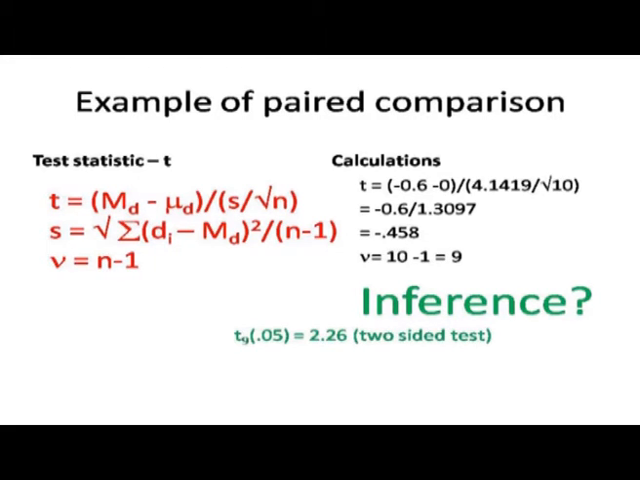So, t is minus 0.458, degrees of freedom 9, t 9 is 2.26. So, what is the inference? The inference is that 0.458 will be compared with minus 2.26. This is more towards 0 than this. So, algebraically, minus 0.458 is a bigger figure than minus 2.26, and therefore, the null hypothesis is accepted.